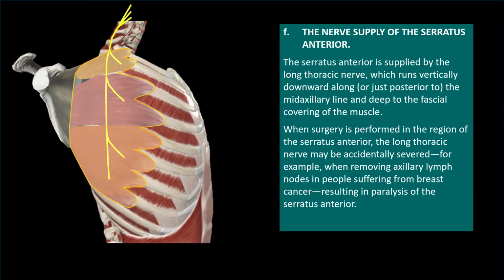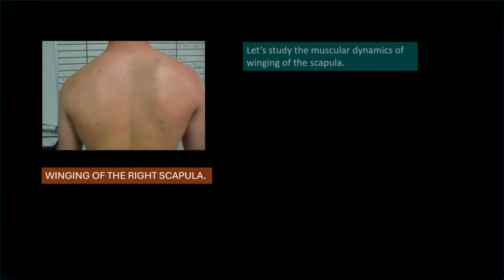When surgery is performed in the region of the serratus anterior, the long thoracic nerve may be accidentally severed, for example, when removing axillary lymph nodes in people suffering from breast cancer, resulting in paralysis of the serratus anterior. What will happen then? You will get winging of the right scapula.